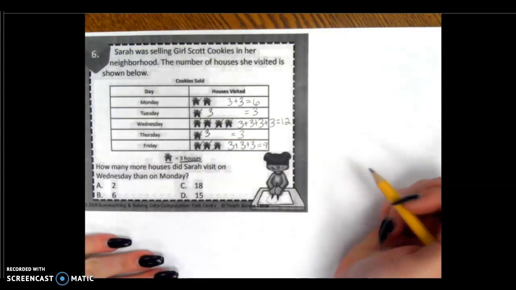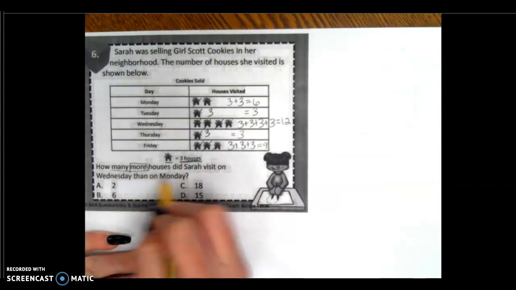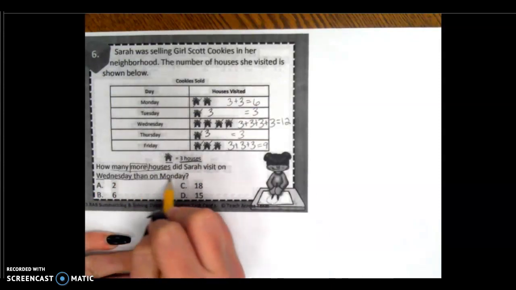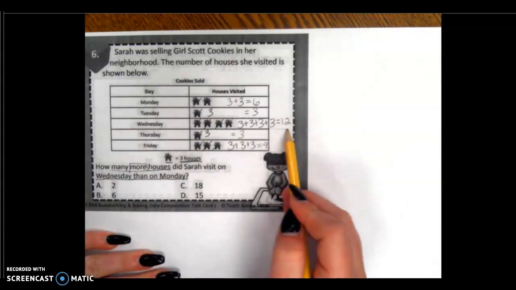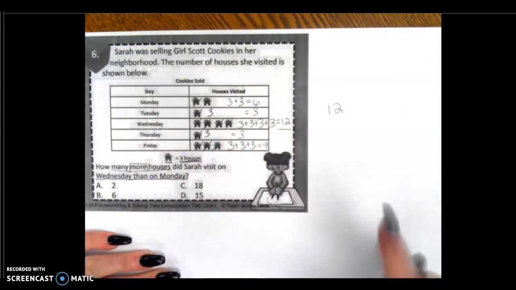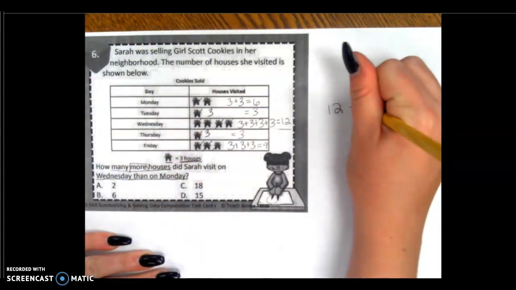But the question is asking how many more houses did Sarah visit on Wednesday than on Monday? So if it's how many more, we know it's going to be a subtraction problem. So let's look at Wednesday. Wednesday, her total was 12, but we need to know how many more she visited on Wednesday than on Monday. Well, we know on Monday she visited 6, so 12 minus 6.